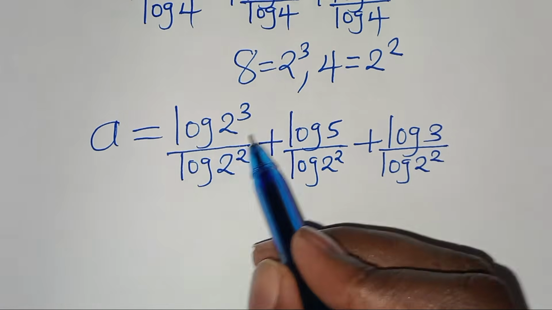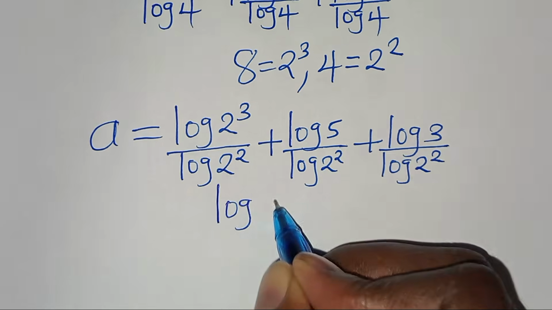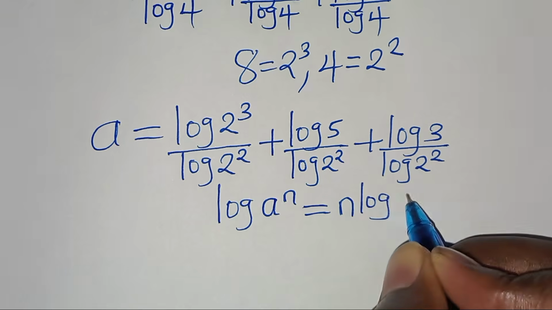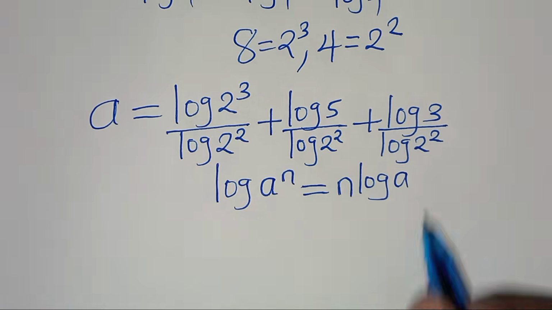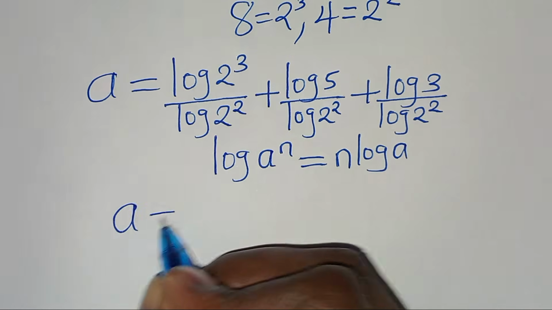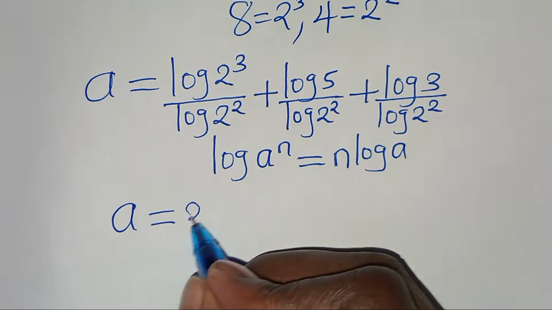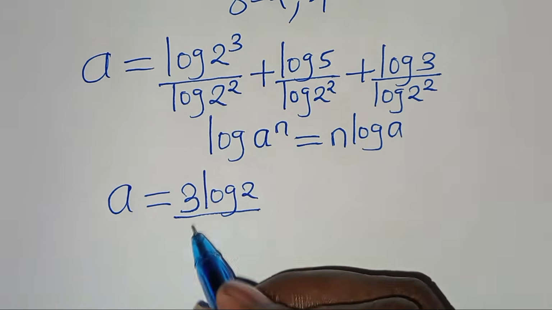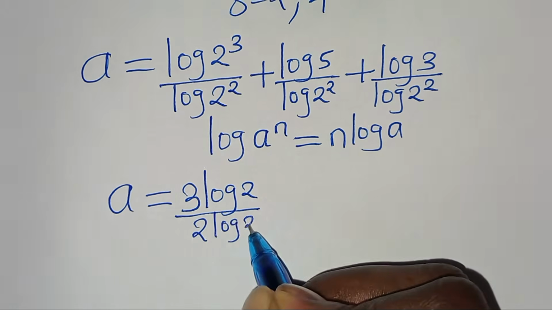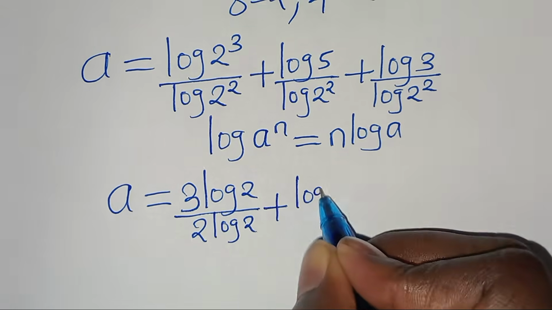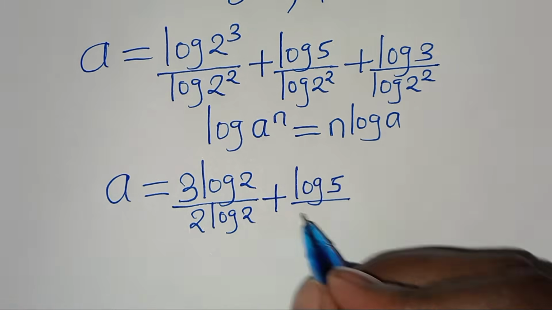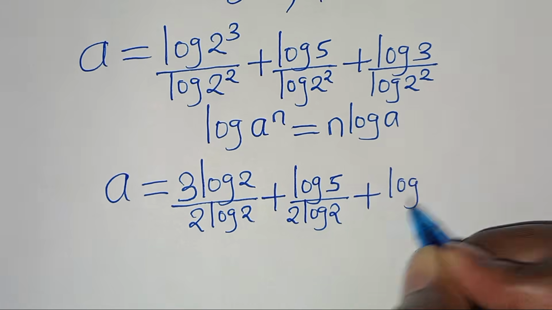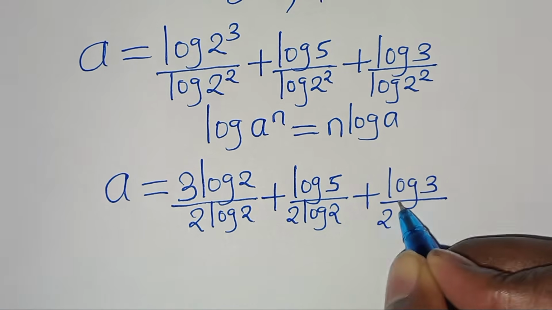The next step is that log 2 to the power of 3 is in the form of log a to the power of n, which we can express as n log a. Now applying this power rule property, we have that a is equal to log 2 to the power of 3, which is 3 log 2, divided by log 2 to the power of 2, which becomes 2 log 2, plus log 5 divided by 2 log 2, then plus log 3 divided by 2 log 2.